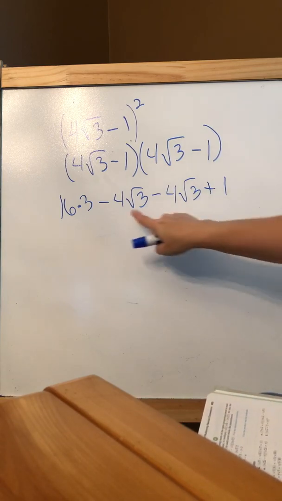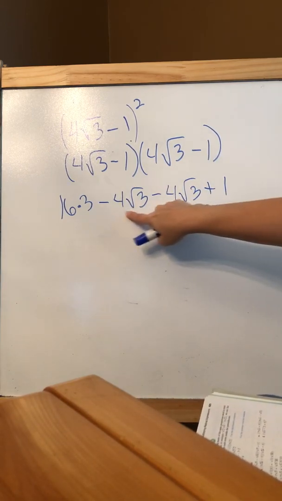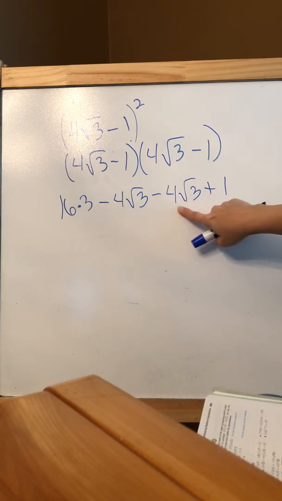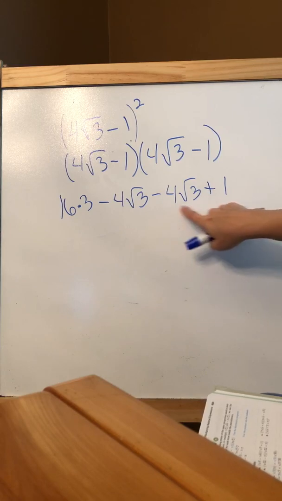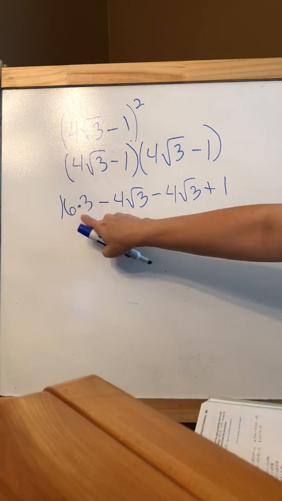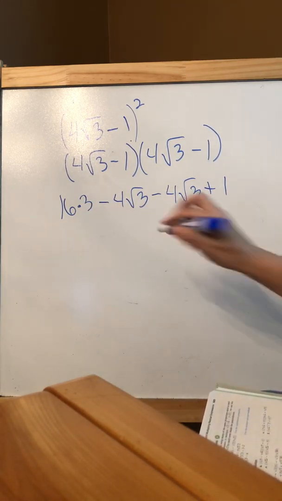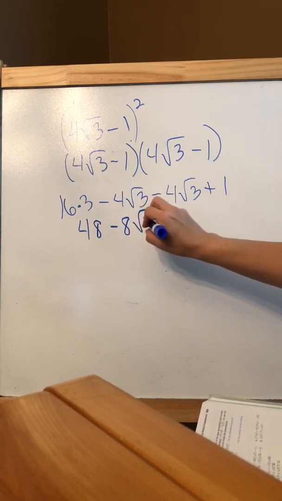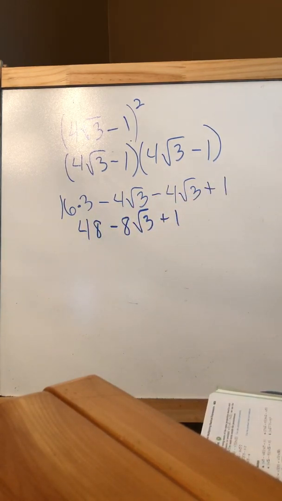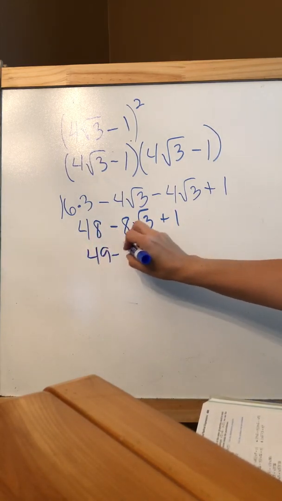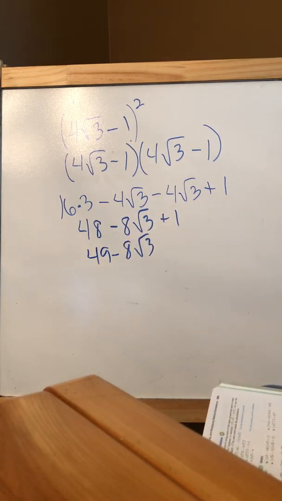So what we can do is we have two values right here we can actually combine. We have negative 4 times the square root of 3 minus 4 times the square root of 3. They have the same root and the same value under the radical, so we can combine them. So we have 48 minus 8 times the square root of 3 plus 1. Okay, well, we can add that one over here, so we actually have 49 minus 8 times the square root of 3. Final answer.